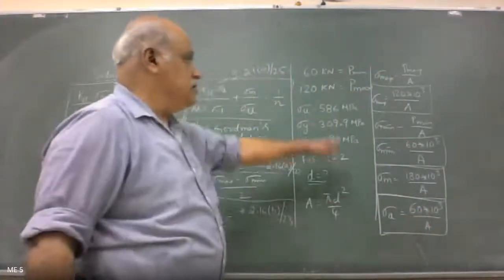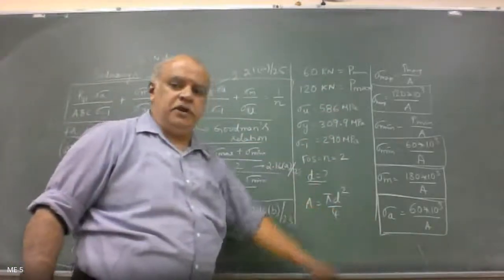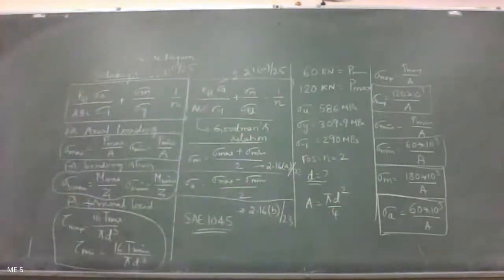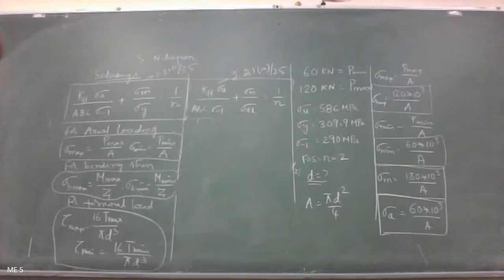Okay. So I got sigma max, sigma minimum, mean stress and stress amplitude. Now I substitute that value into Soderberg relation. Sigma mean and amplitude will be 90 into 10 power 3 and 30 into 10 power 3. It is divided by 2, no? Yeah. Sorry, it is divided by 2.